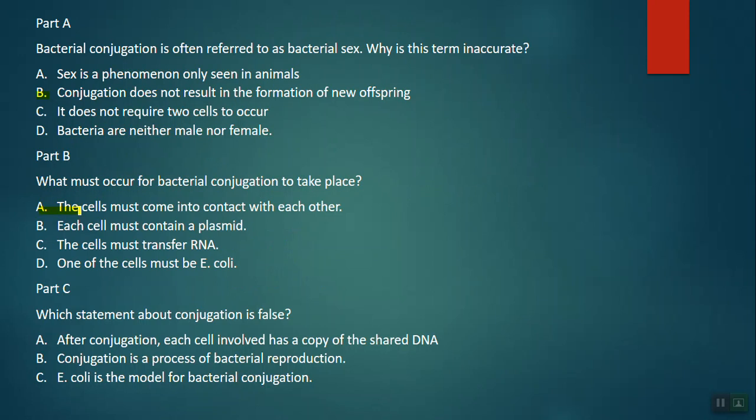Part C, which statement about conjugation is false? Conjugation is a process of bacterial reproduction. We've already established that there aren't any new offspring that come from this. It's not a vertical gene transfer from the parental generation to the next generation, their children and grandchildren. It is just altering the genetic diversity within a generation. So genes are crossing horizontally among bacteria within a generation, and not from grandpa bacteria to dad bacteria to you bacteria.